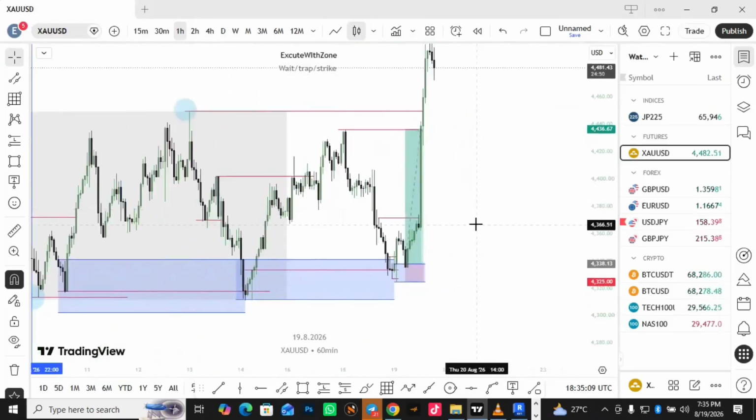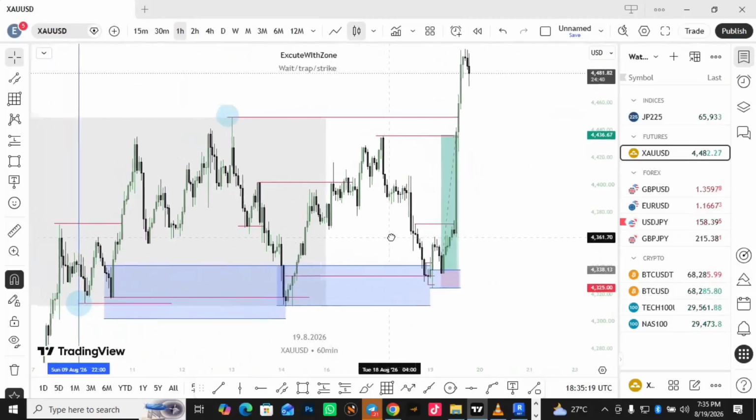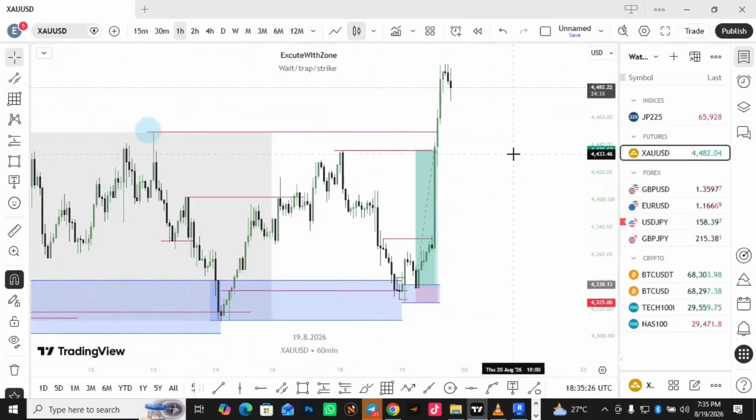But knowing to wait patiently, you can see here. On Monday, I did not take any trade. On Tuesday, I did not take any trade. But on Wednesday, I took a trade and it moved in my direction. So let me give you a breakdown on GBPJPY rather.